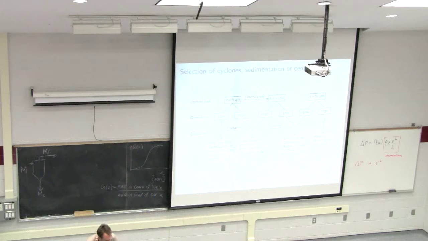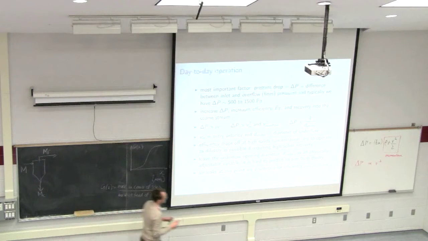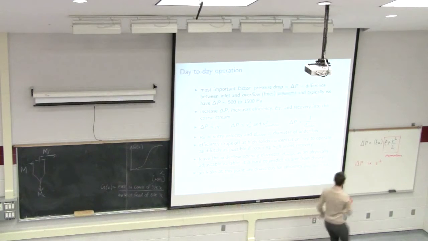Okay, so delta P is proportional to the velocity squared, and the reason why I point that out is because earlier on in the slides we had this statement up here. Let's just read through this again. It says the pressure drop is our most important factor in affecting the unit's operation. If we increase delta P, we get increased efficiency and increased recovery. Okay? So we would like to increase delta P.